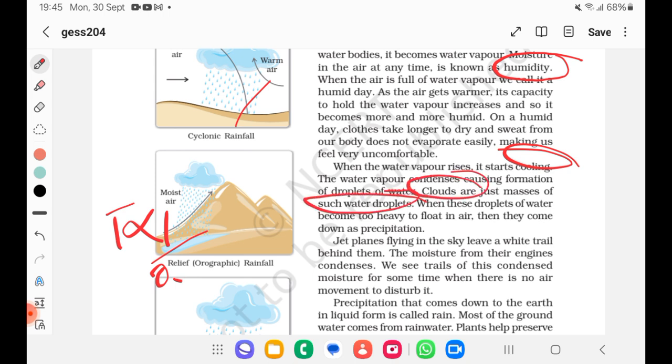When these droplets of water become too heavy to float in air, they come down as precipitation. If it is too heavy, then precipitation, that is rain.